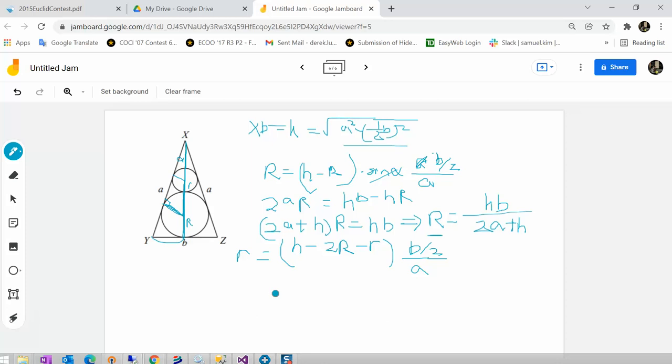So, and this is complex, 2ar will equal to bh, again minus 2br minus br, right? So we get it here, we have to merge this r, 2a.